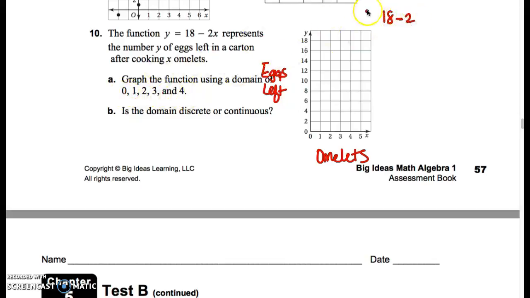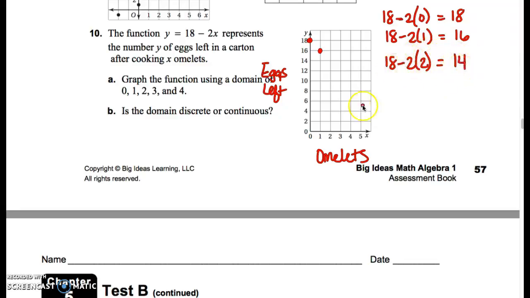Well, the first x value was 0. So 18 minus 0 is 18. So when x was 0, y was 18. Okay, now I'm going to plug in 1. 18 minus 2 times 1. So 18 minus 2 is 16. Now I'm going to plug in 2. 18 minus 2 times 2. So 18 minus 4 is 14. So over 2 up 14.